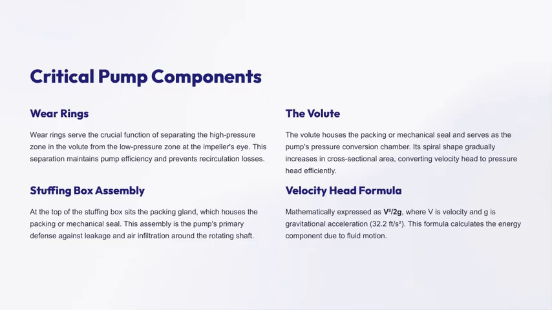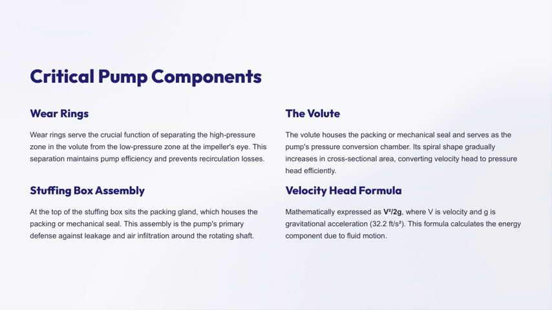Now, let's take a closer look at some of the critical components that keep a pump running efficiently. First up are the wear rings. These wear rings are essential because they separate the high-pressure zone inside the volute from the low-pressure zone at the impeller's eye. This separation is vital for maintaining the pump's efficiency and preventing recirculation losses, which can cause energy waste and damage over time.